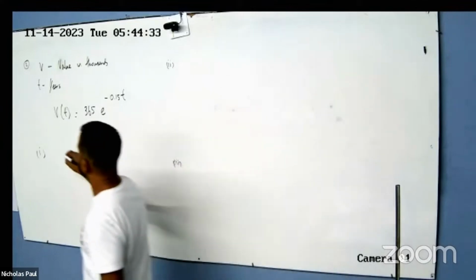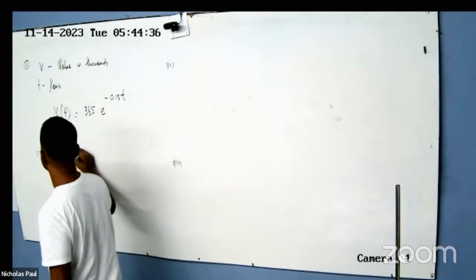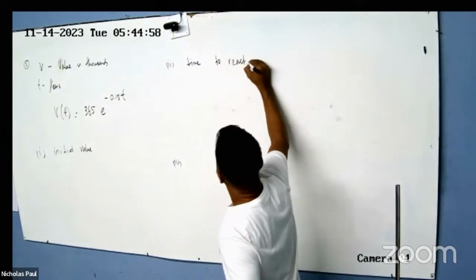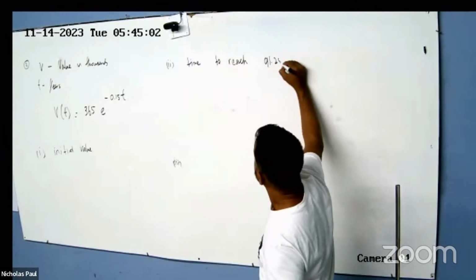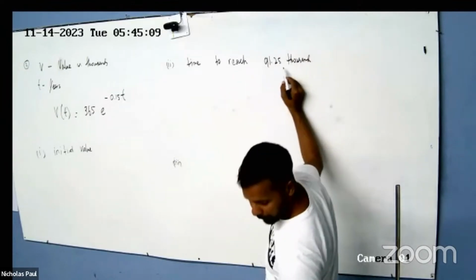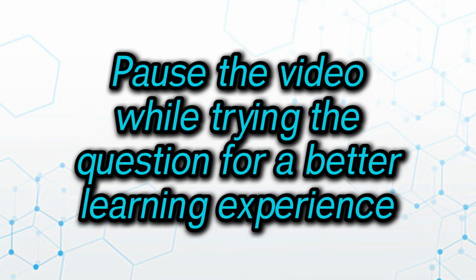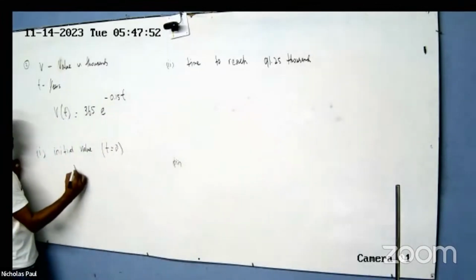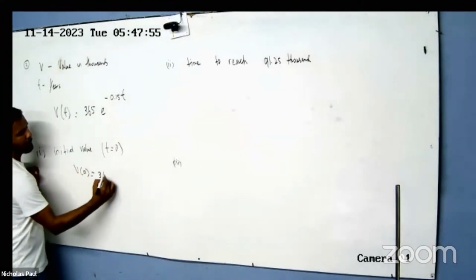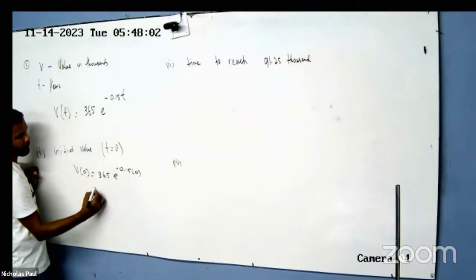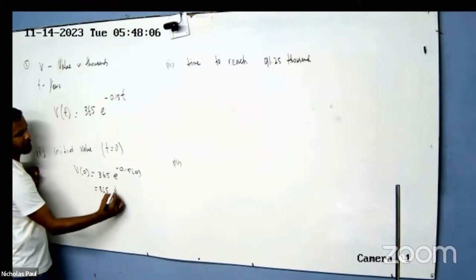365, part 1, I would like the initial value and the time. So find the time to reach 91.25 thousand. All right, so when T is 0, you'll get V of 0 to be 365 by e to the minus 0.15 by 0, and e to the power 0 is 1. So you'll get 365, 365,000.